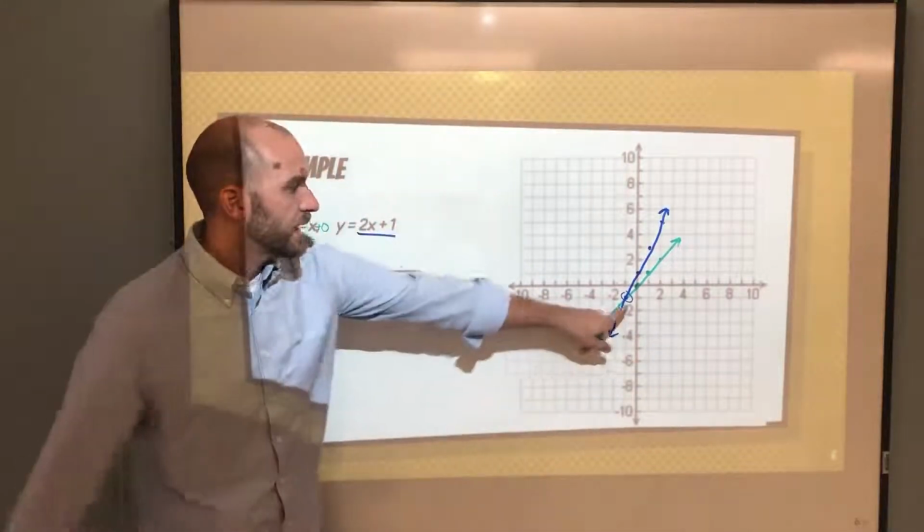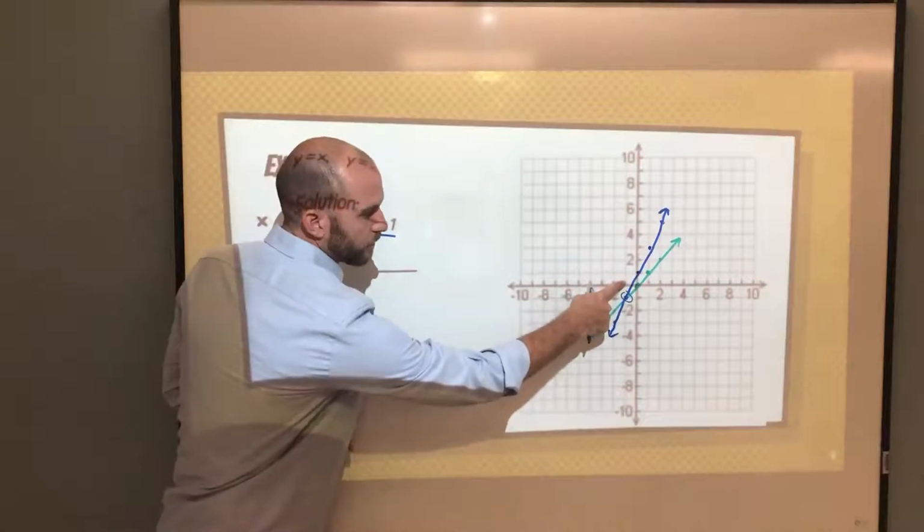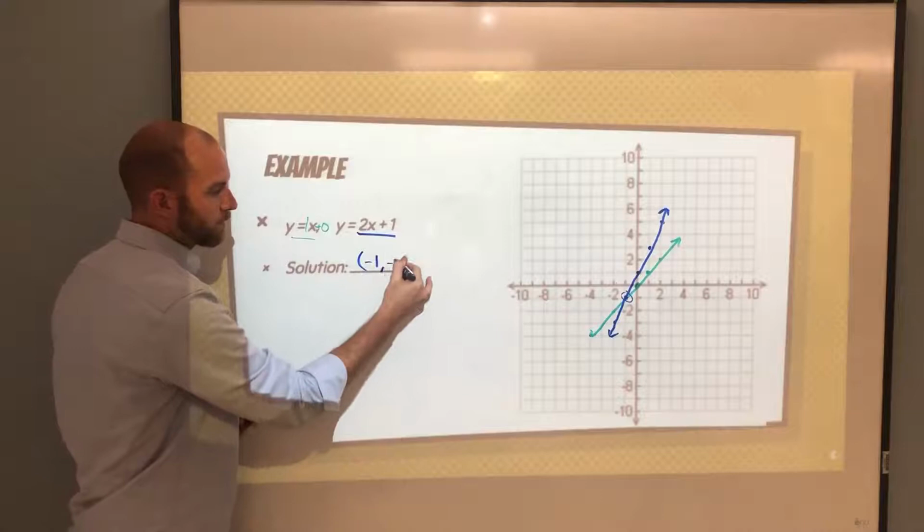Okay? And that intersection point we said is our solution. So that is at the point -1 for the x value and -1 for the y value. Let's go ahead and write that for our solution. -1, -1.